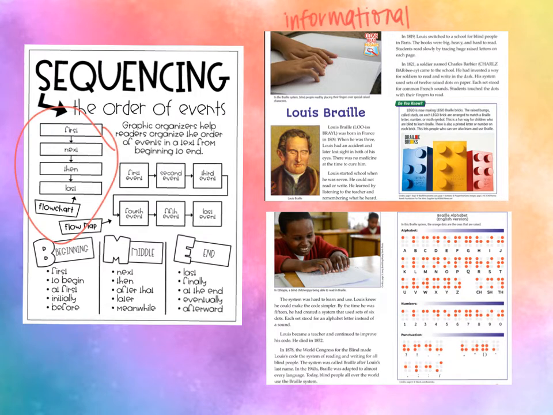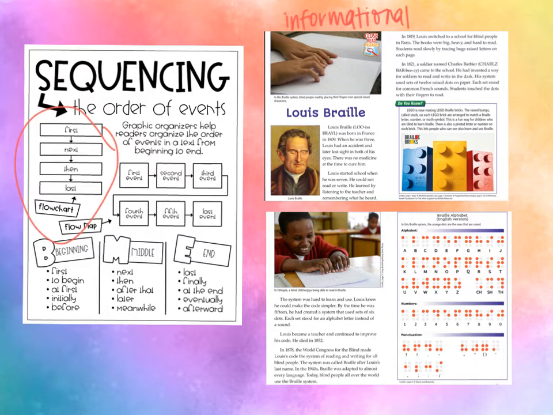And so now the next thing I'm going to do is, since it is informational, I want to see if I can determine the structure of the text. So what I'm going to be looking for is some signal words as I'm looking at this text. I'm just going to browse it and see, okay, do any signal words pop out at me?